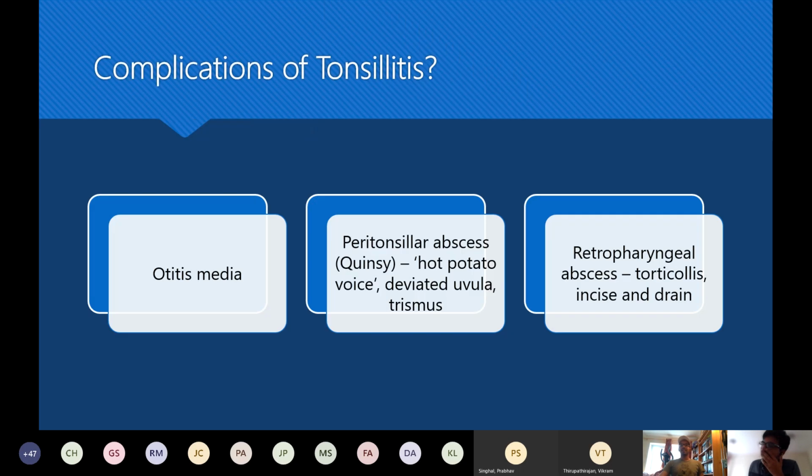Yes. Here we go. I did this one right. Doesn't show immediately. Complications of tonsillitis. Oh, thank you. I didn't do it right. I just made it look better.